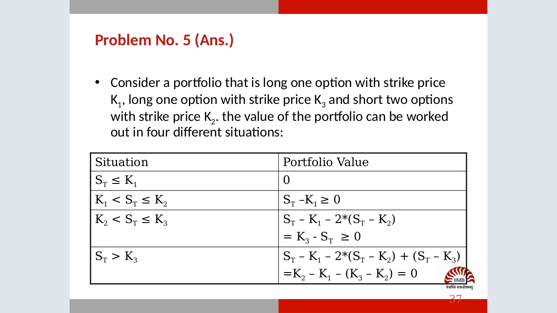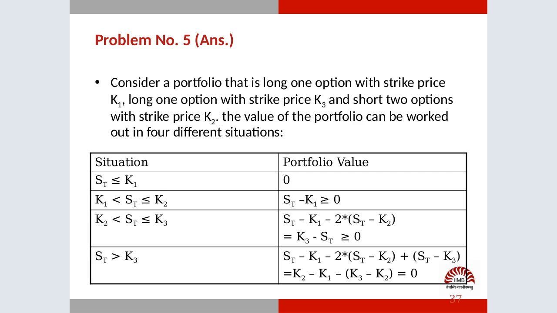So what happens? Let's consider a portfolio that is long one option with a strike price of K1, long one option with a strike price of K3, and short two options with strike price of K2. What is the payoff at ST? When ST is less than K1, none of the options will get exercised and therefore the payoff is 0. When ST is between K1 and K2, because I've gone long, the payoff is ST minus K1, which is positive. ST is greater than K1, so I have a positive payoff.